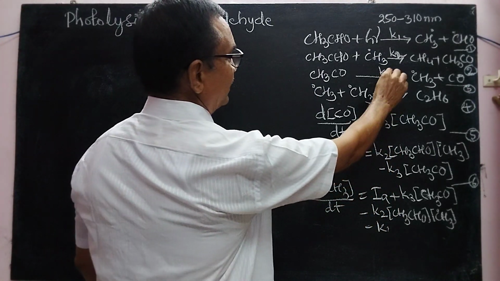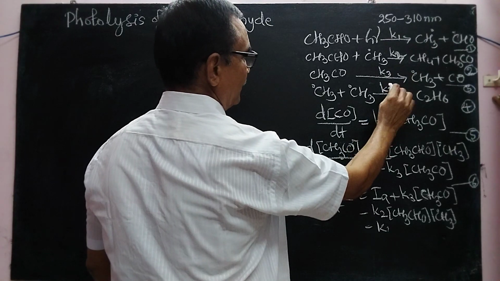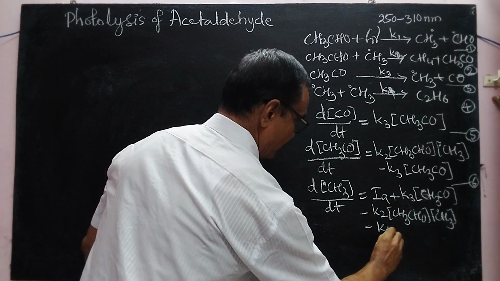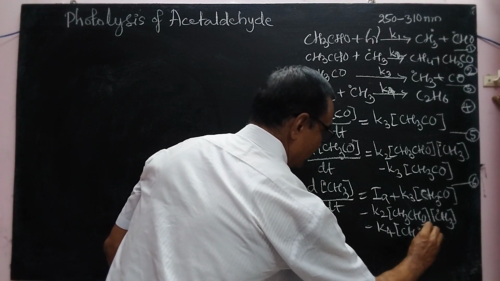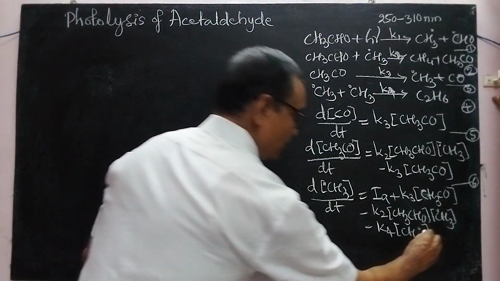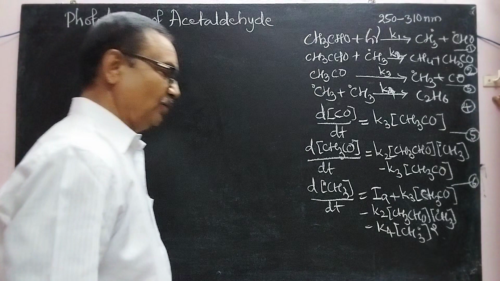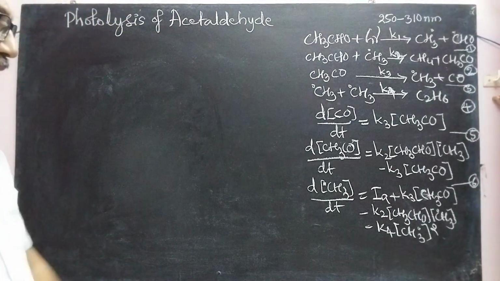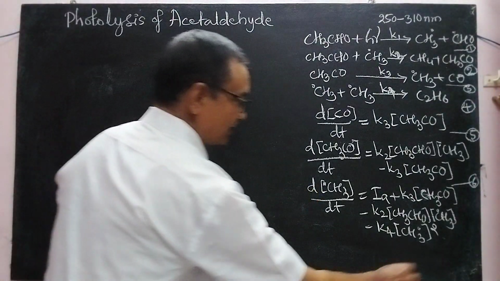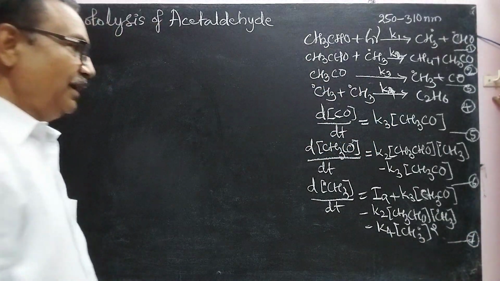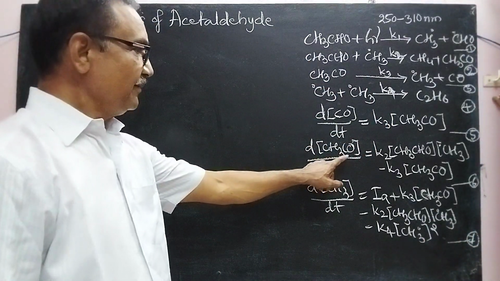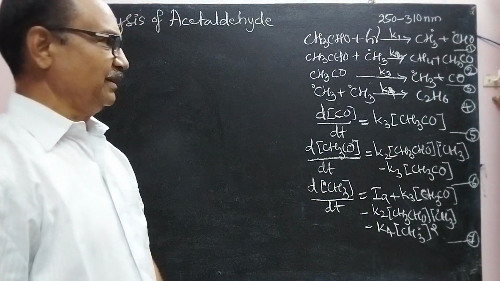What is that? K1, 2, 3, 4. This is K4 into the concentration of this methyl radical, squared, because it is used 2 times. Okay. Now this reaction is taken as equation 7. Totally, these are the 2 reactions taking place.